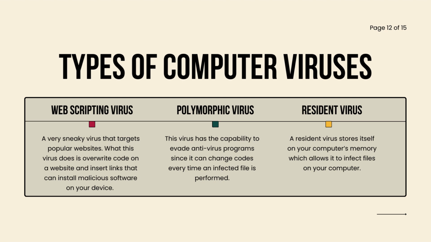Another is a polymorphic virus. This virus has the capability to evade antivirus programs since it can change its code every time an infected file is performed. And the last one we have is resident virus. A resident virus stores itself in your computer's memory, which allows it to infect files on your computer. This virus can interfere with your operating system, leading to file and program corruption.